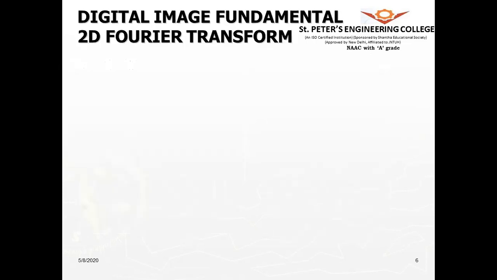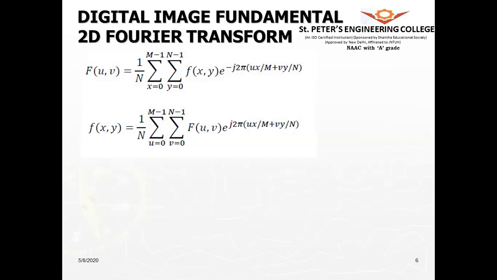Next, we look into the first type of two-dimensional transform. It's the Fourier transform. Of course, you would see this. The first one is the forward transform. The second one is the inverse transform.